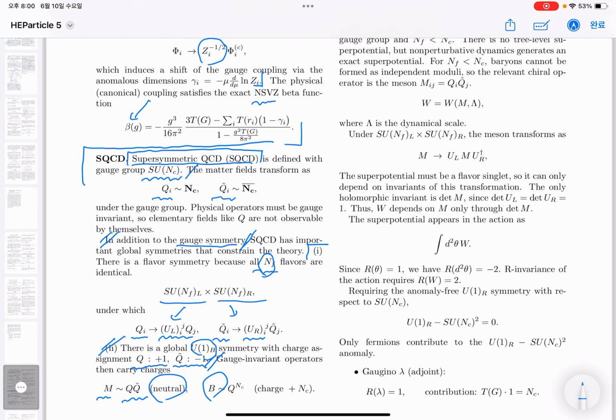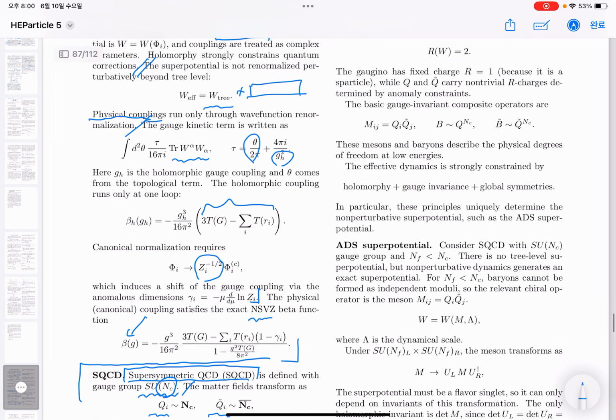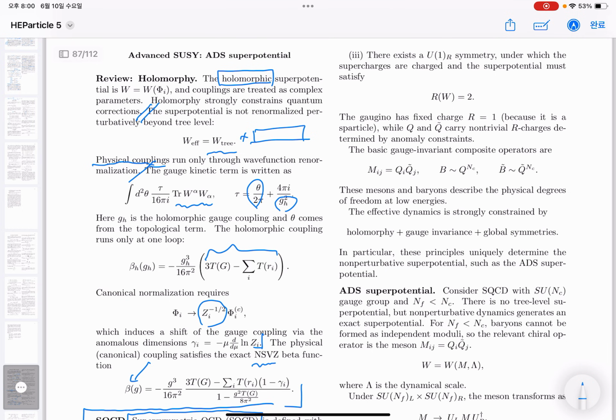And if we consider baryon operators, because we consider an NC color gauge group, unlike QQQ for the SU(3) standard model, for NC SQCD the baryon operators consist of NC times the matter field, and they carry NC units of baryon number. And finally, we can impose the U(1)_R symmetry or R parity.